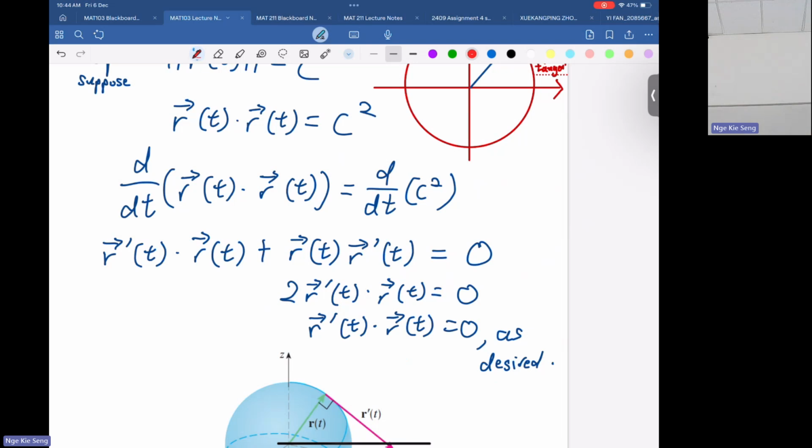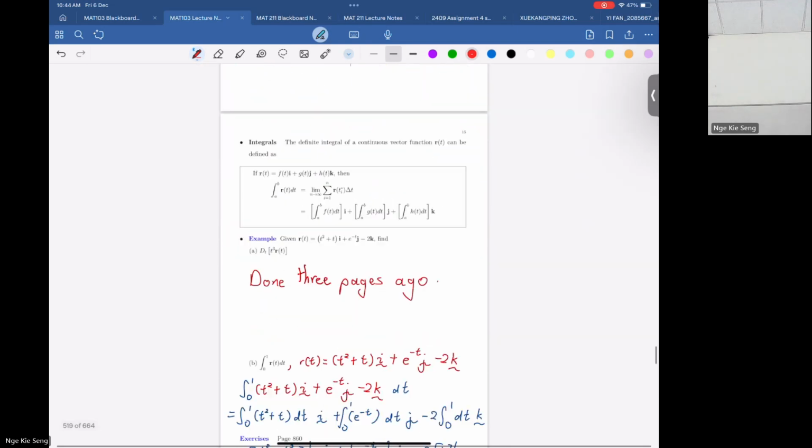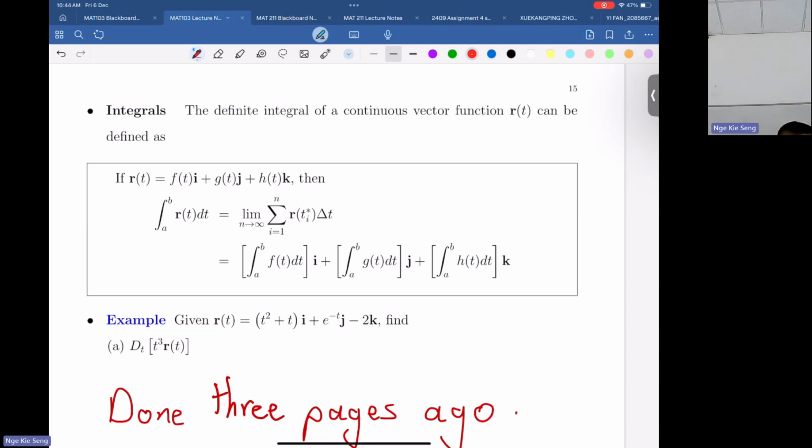Right? Because the dot product equals the length of the two vectors times cos of the angle between them. So when is cos theta equal to 0? It is when theta equals 90 degrees. How about integral? You should guess. If we can differentiate one by one, we should be able to integrate one by one also.